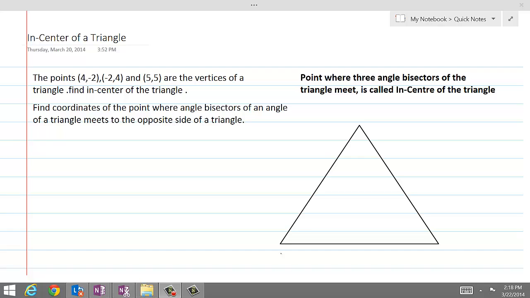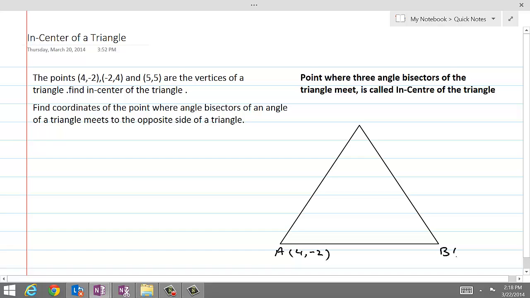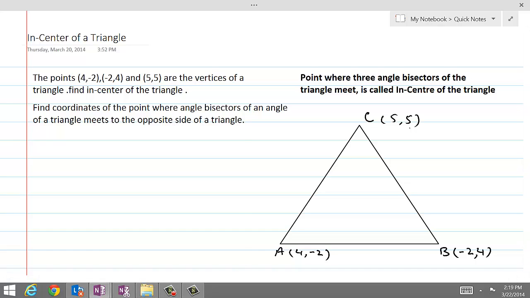Let's call this vertex A with coordinates (4, -2), and B with coordinates (-2, 4), and C is the third vertex with coordinates (5, 5). In order to find the incenter of this triangle, we will first need to find the lengths of the sides of the triangle.